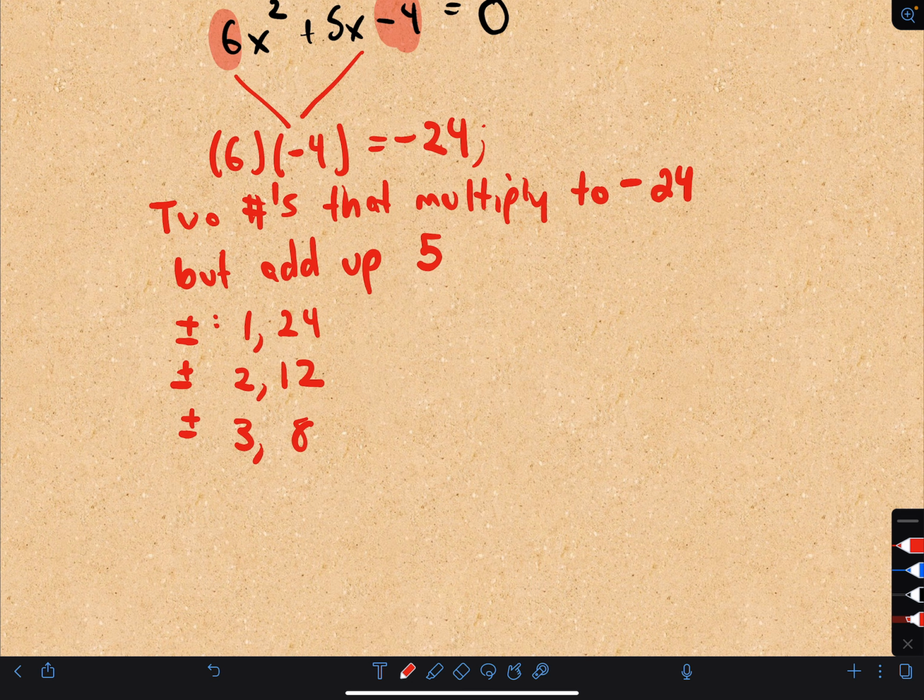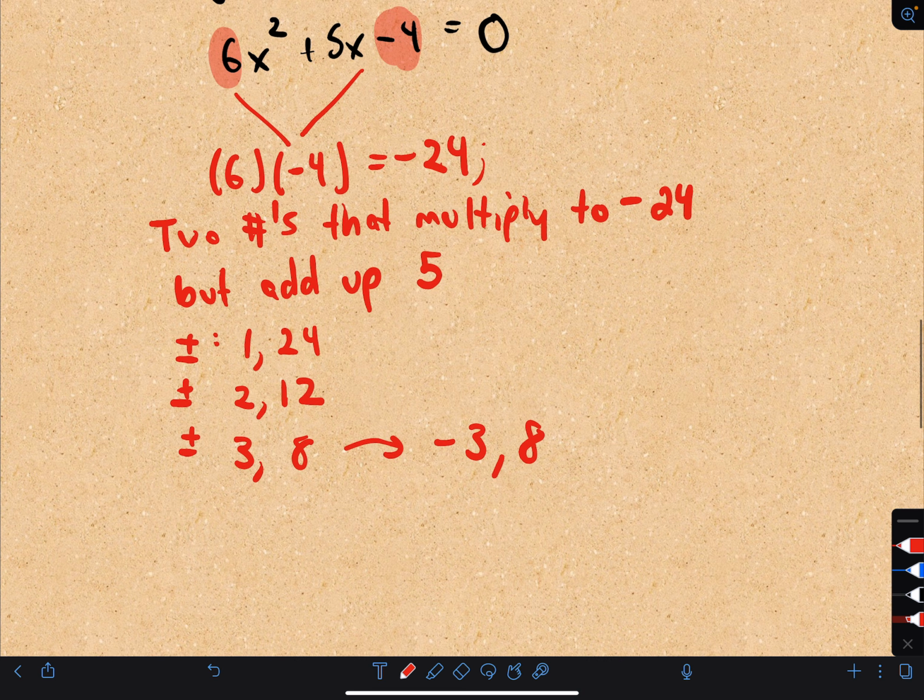So I'm thinking, oh okay, I think I could make one of those positive and one of those negative so that they add up to positive 5. We want a positive number, which means the larger number should be the positive number. So if we use negative 3 and positive 8, again, they multiply to negative 24, but if we add those numbers together, we get positive 5. Okay, so this is starting to make me feel a little bit better here.